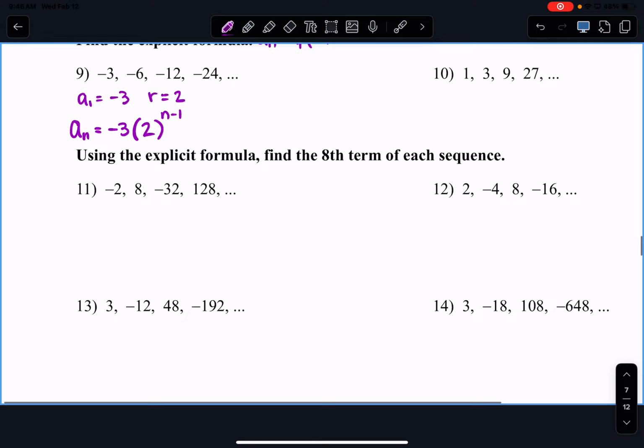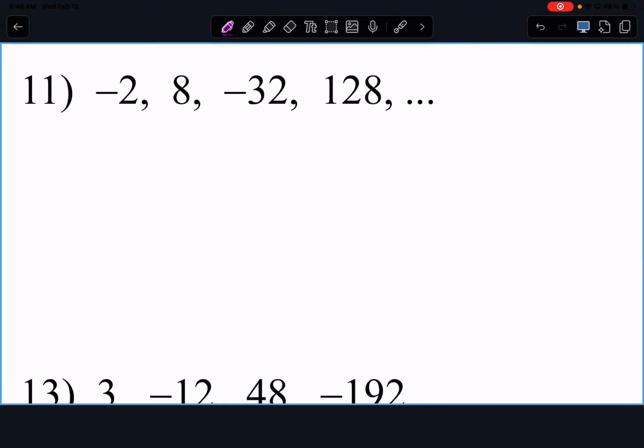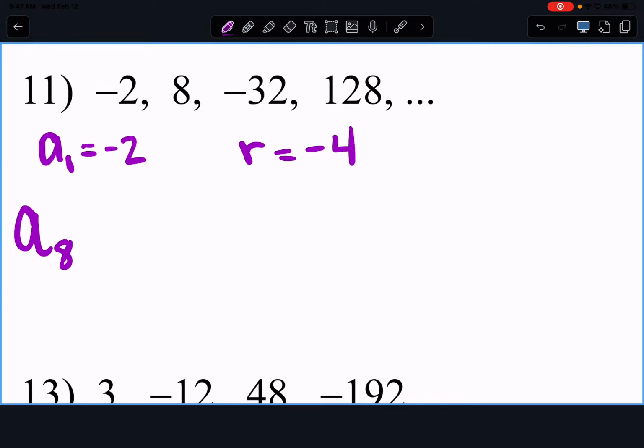Now, this next section, it just says using the explicit formula, find the 8th term. Okay? So to use explicit, I need A1 and I also need my ratio, right? So what is my A1? What's my ratio? And so we're just going to do A8 is equal to -2 times -4 to the 8 minus 1. That's all we got to do. And plug that in our calculator. The only difference between that one and the last one is I'm plugging in the number it tells me to.